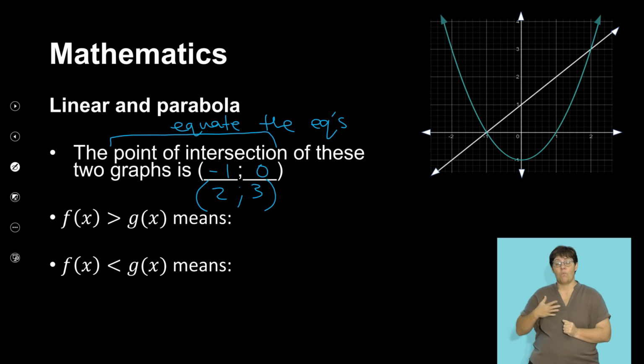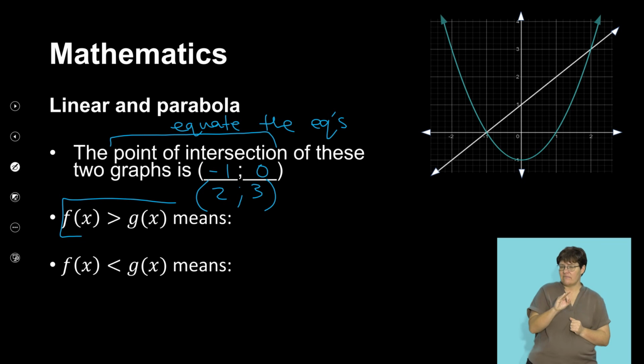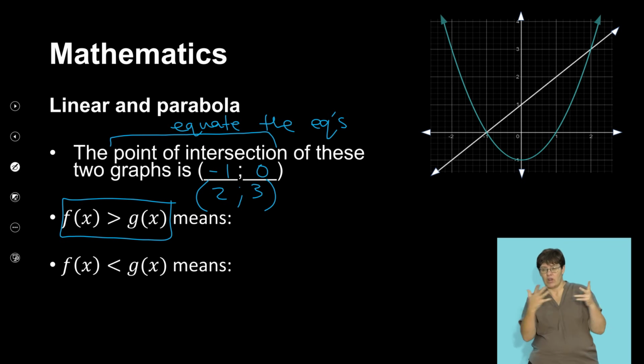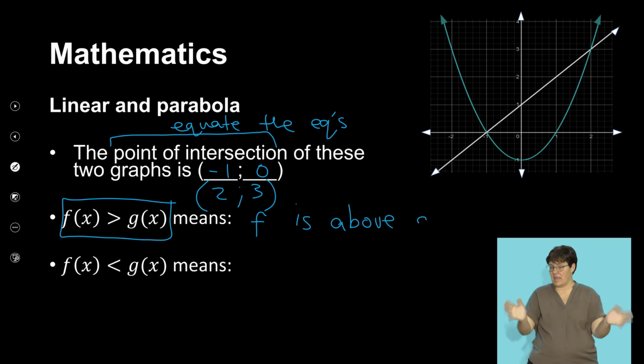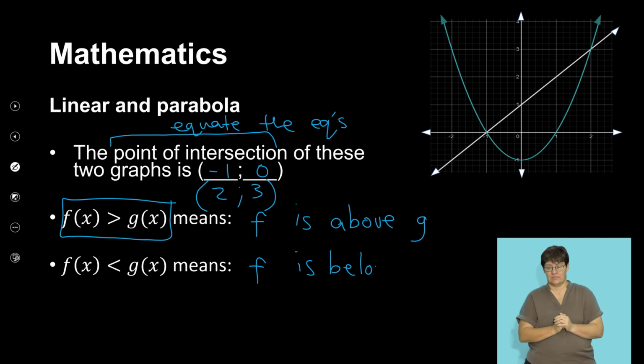Now, when they want you to analyze the two graphs, they will ask, for which values of x is f of x greater than g of x, or f of x less than g of x? What is the value that satisfies that condition? Now, I want you to understand what this means first. It simply means that f is above g. That's all. With this one, it means f is below g.